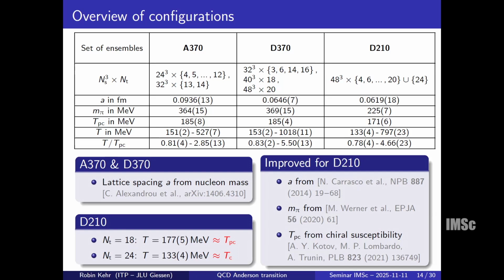Why is it still called 210 MeV? It's because in the past, the pion mass was determined to be 210 MeV, and it got improved now. So it's a little larger now, as well as the pseudocritical temperature, which is around 170 MeV. For this setup we put the main focus, since it's the most physical one. And here are two very interesting temperatures according to my introduction. For N_T equals 18, we are very close to T_pc, and for N_T equals 24, we are really close to T_c. And we expect the mobility edge to vanish somewhere there.